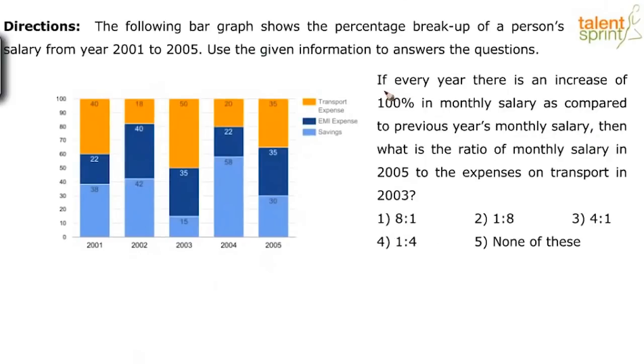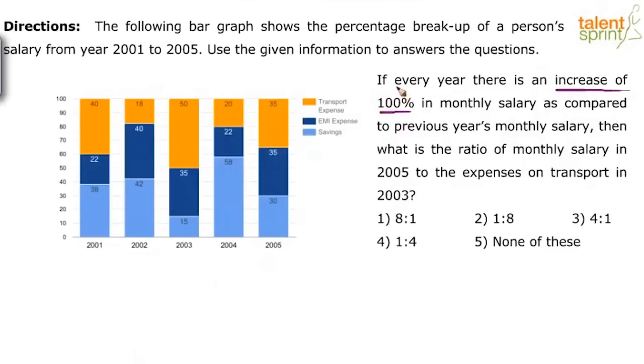So here's the next one. See what it says. If every year there is an increase of 100% in monthly salary as compared to previous year's monthly salary, then what is the ratio of monthly salary in 2005 to the expenses on transport in 2003? Right? So basically every year there is an increase of 100% in the monthly salary as compared to previous year's monthly salary. You understand what is increase of 100% means, right? Double. The salary gets doubled, right?